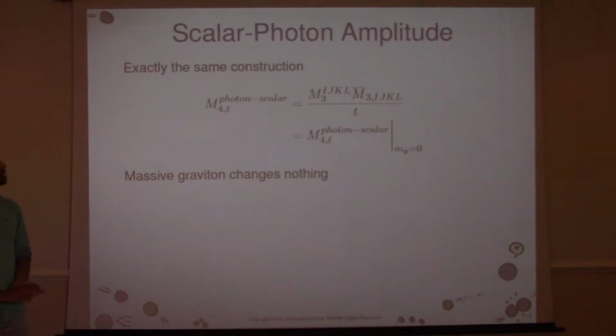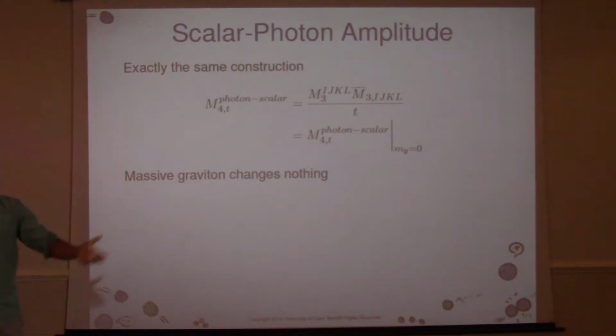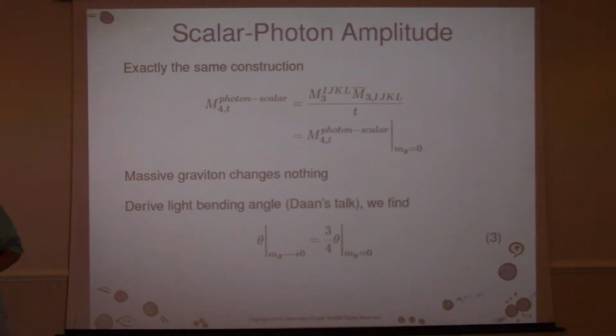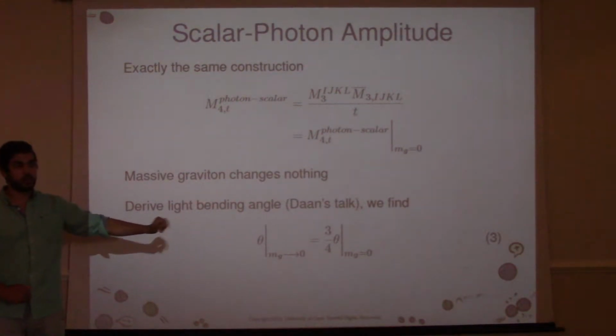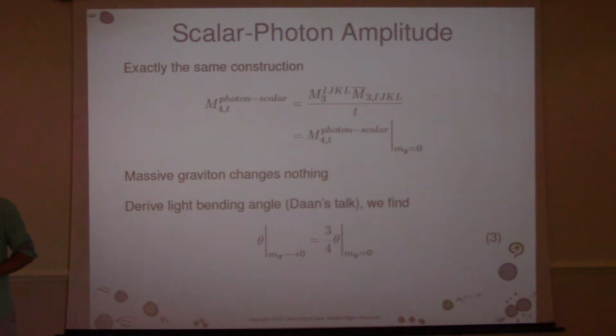Second. So now we're going to look at the scalar photon amplitude. Now, because of the Landau-Yang theorem, and because the stress energy tensor for photons is traceless, we find that actually replacing this graviton with a massive graviton makes absolutely no difference to the amplitude in the massless limit. It's exactly the same. Which means we should recover, if we calculate the scattering angle of a photon going past a star or something like that, we should recover exactly what Daan had. Except, because we've changed our coupling constant, the angle that we get, because it was proportional to g, is now going to be 3/4 the angle that's predicted by regular GR. And this is the celebrated VDVZ discontinuity.